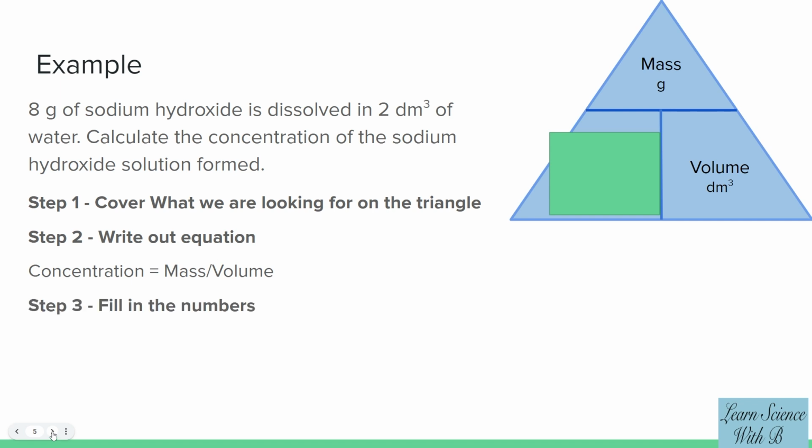Step 3. Fill in the information given from the question into the equation. We have 8 grams, which is the mass, and 2 cubic decimeters, which is the volume. Step 4. Work out the concentration. So 8 divided by 2, which gives us 4. Therefore the concentration is 4 grams per cubic decimeter. Don't forget to add the units.